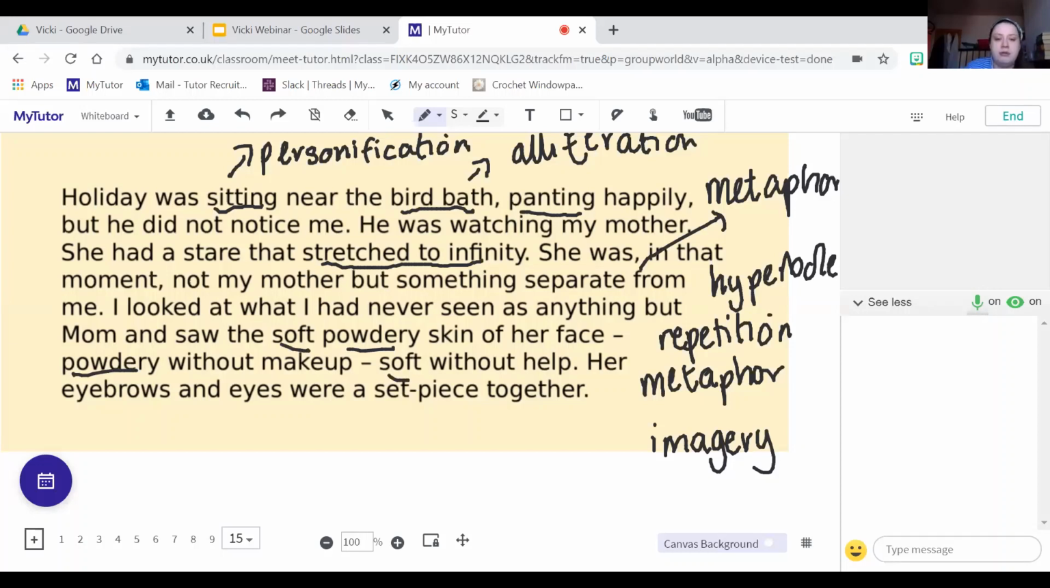"Her eyebrows and eyes were a set piece together." Does anybody know what a set piece is? Is the last sentence a metaphor? Yes. Yeah, like two matching pieces of furniture, or a set effectively. I'm thinking my grandmother has a very nice ornate little hand mirror which has a brush with it, and I think maybe a comb, and they're all matching, so that would be a set piece. Yeah, fantastic.